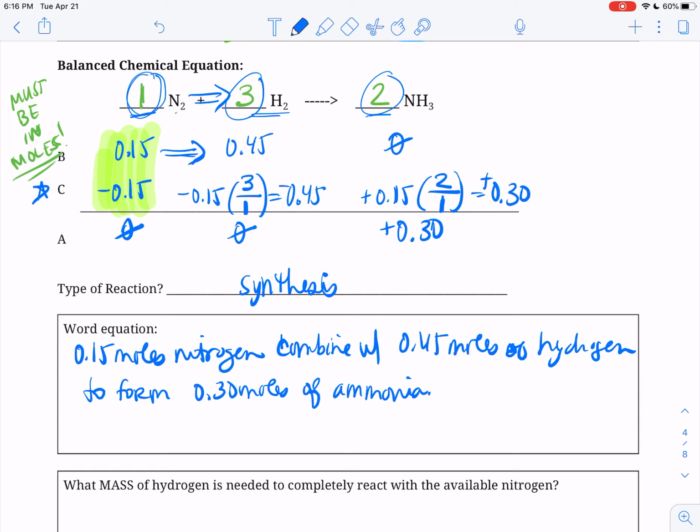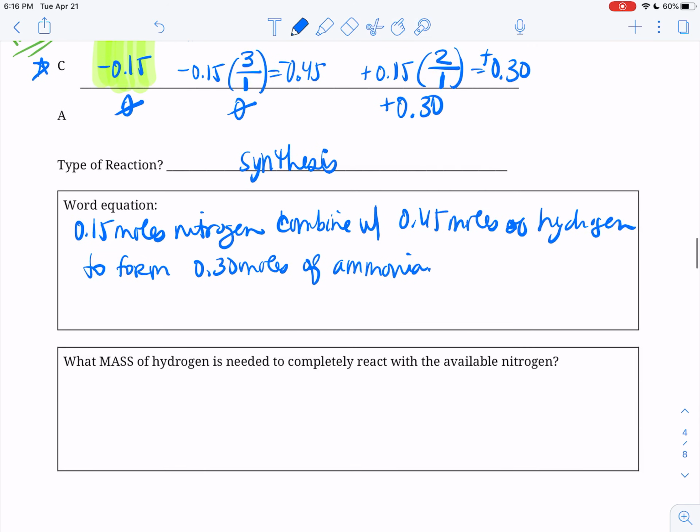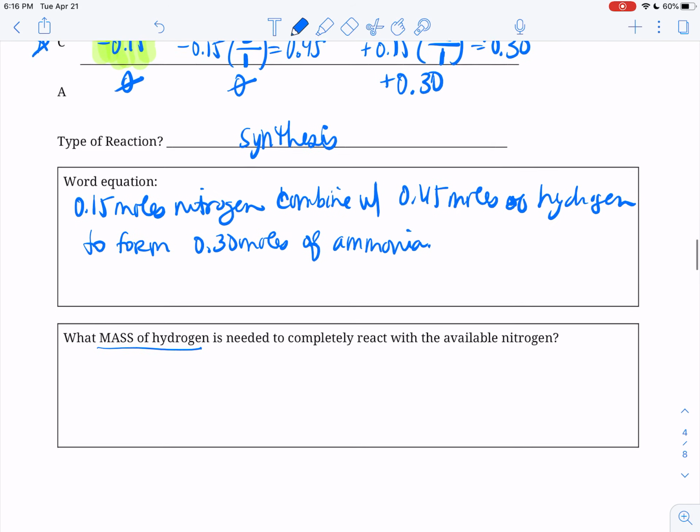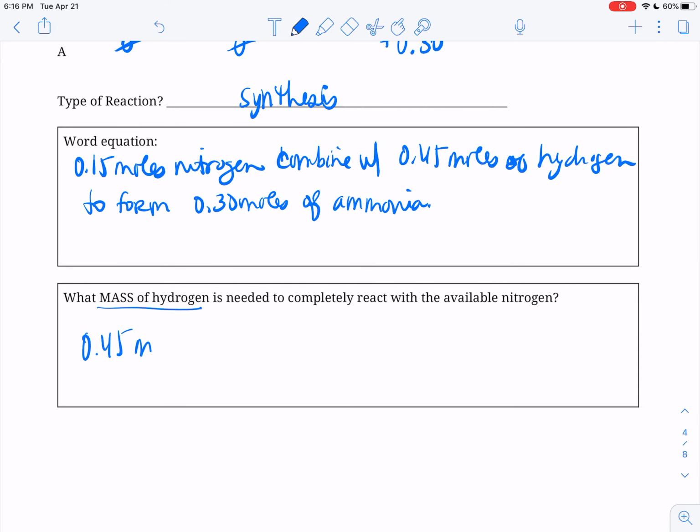Good. Now, if you want to make it even more complicated, on the back end, I can ask you to do the same stuff we just did before. So you could either have to do that mass conversion on the front or the back or both. So here, what mass of hydrogen is needed to completely react with the available nitrogen? When I look at the BCA table, I see I need 0.45 moles of it, 3 times as much of hydrogen. Now, I want to think about hydrogen's molar mass, because it's diatomic, 2.02 grams per mole.